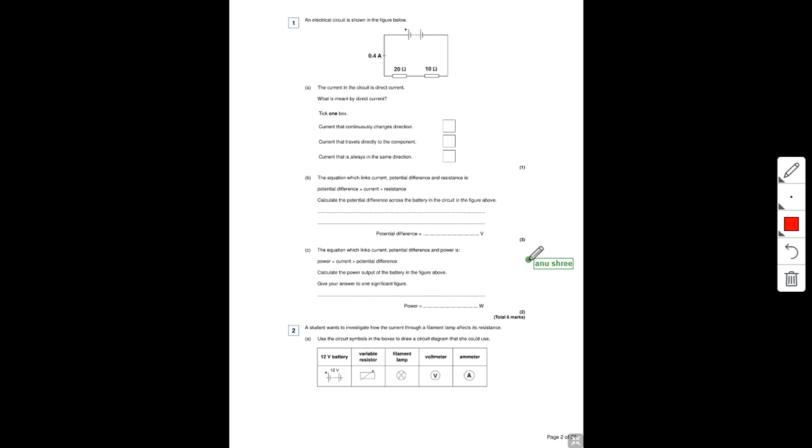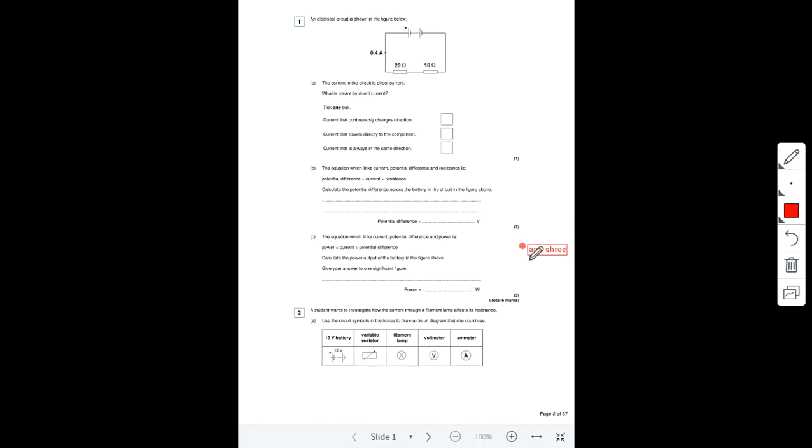Now see question number first and give me the answer. Can you see the PDF that I am uploading? Yes. Okay. See question number first and give me the answer, like which option is correct. Current that is always in the same direction. Okay. Yeah, that's correct.